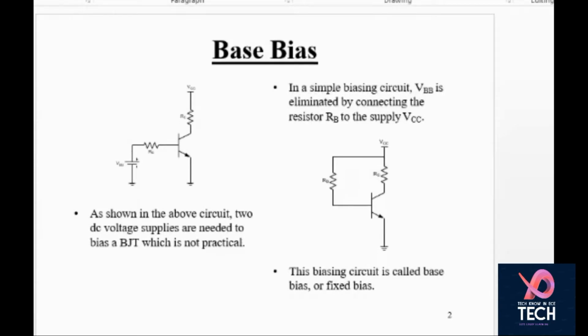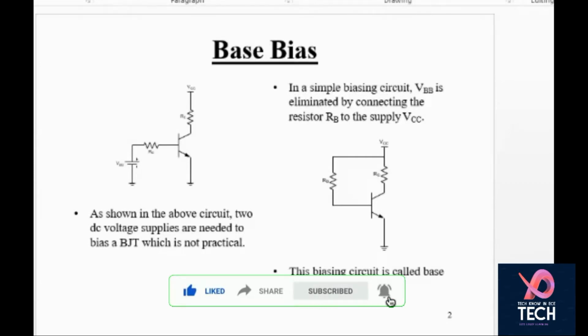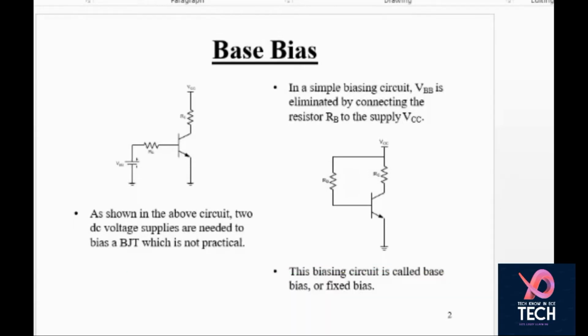So what we do, we eliminate that and we put this in. So this kind of biasing circuit we are using is called fixed bias. Now, what is the role of biasing? The biasing says that whenever your system is not working, it will come to its normal position.